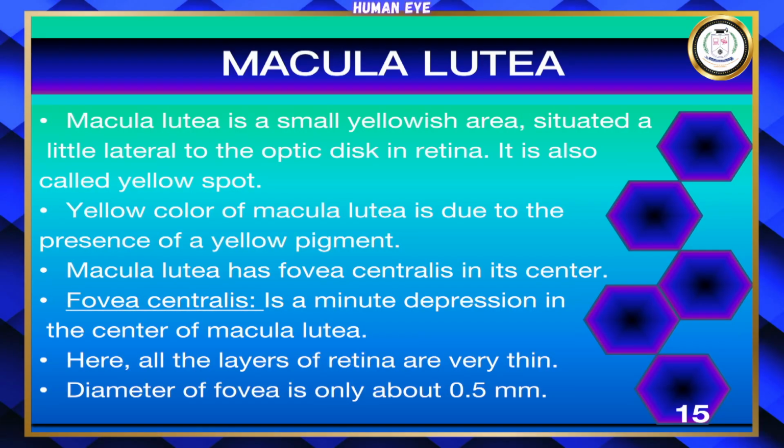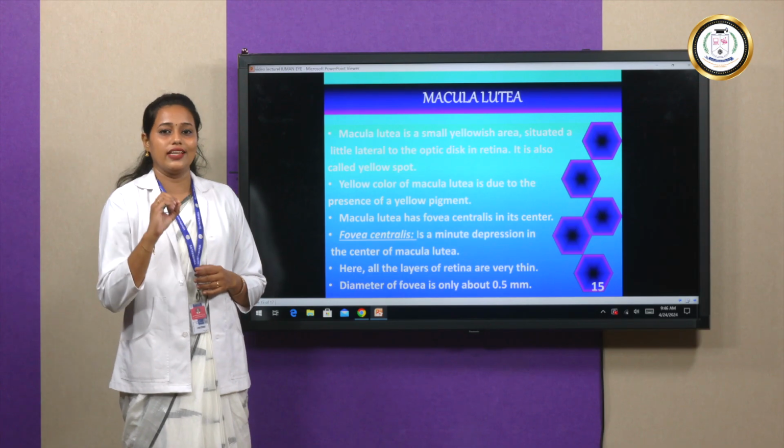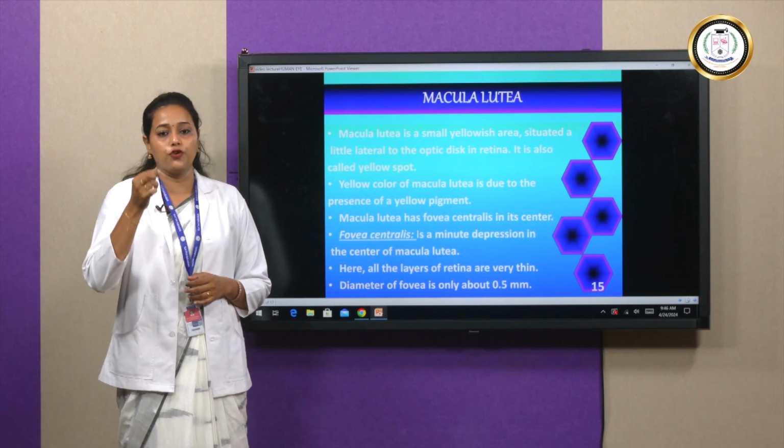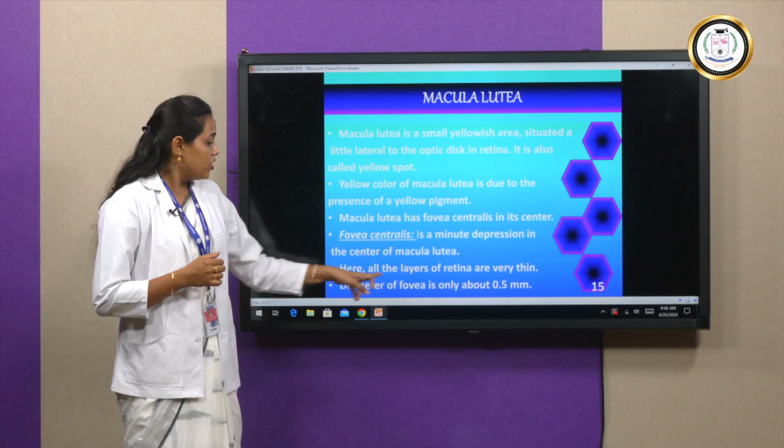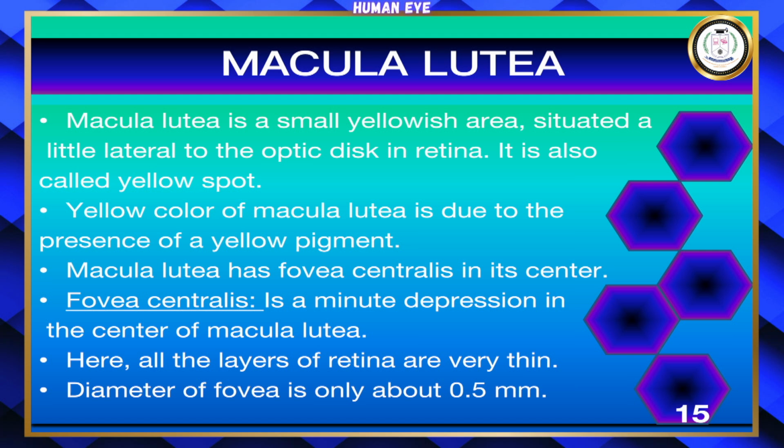And next comes macula lutea. In macula lutea, we have all the layers of retina, but all the layers of retina tend to be very thin in the region of fovea centralis. It's only about 0.5 mm in diameter.